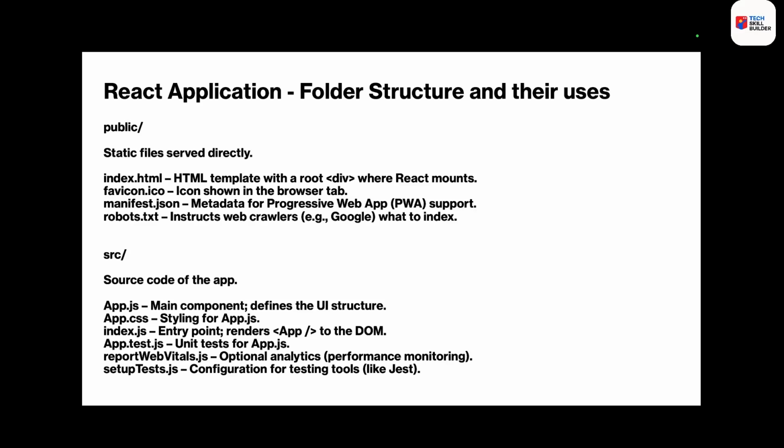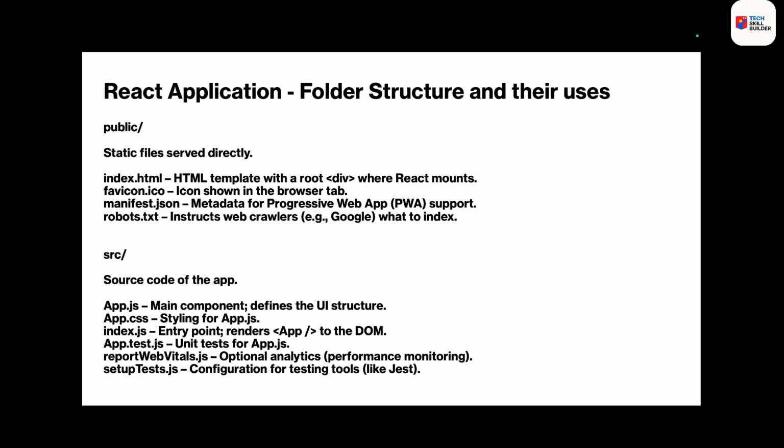So first understand what is this public folder. These are the static files served directly. For example, index.html. This is an HTML template with a root div where React mounts. Favicon is your icon that will show on the browser. Manifest.json is metadata for progressive web app support that we'll see later. Robots.txt instructs web crawlers, for example Google, what to index. So indexing, SEO related things are in robots.txt.